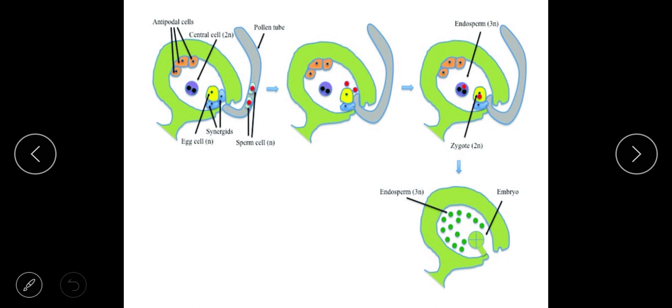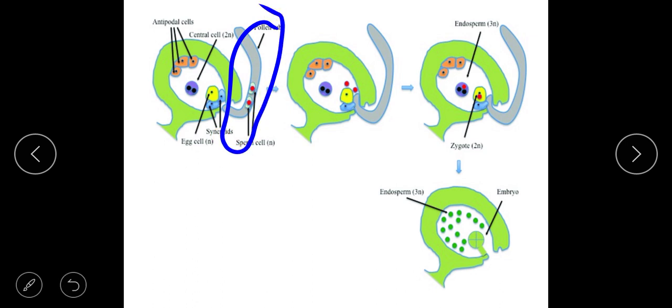Once the fertilization is over, now pollen grains, when pollination occurs, then the pollen tube will be formed, and the pollen tube will lead to fertilization. Here in this figure, you can normally see a pollen tube.